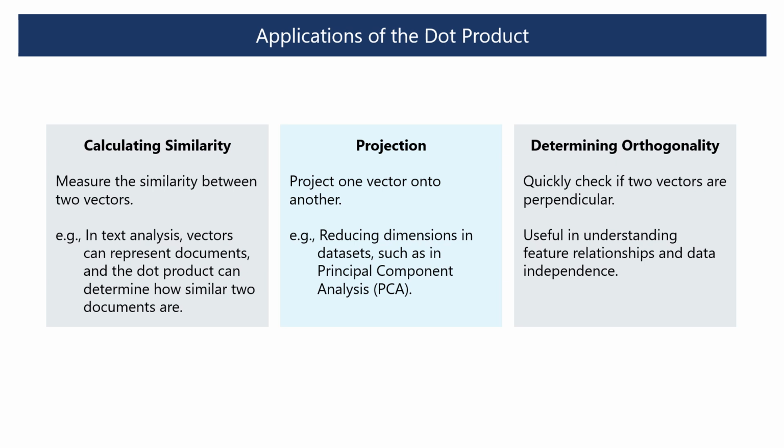Second, we can use the dot product in projecting one vector onto another, which is essential in reducing dimensions in datasets, such as in principal component analysis. Third, we can use the dot product to quickly check if two vectors are perpendicular. It is useful in understanding feature relationship and data independence.